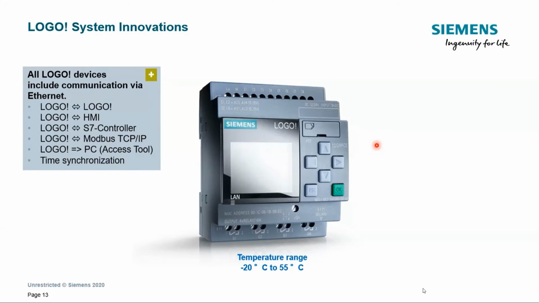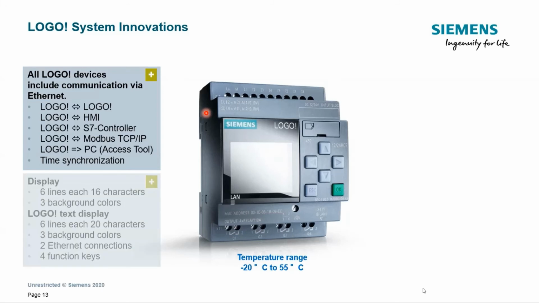In addition, we can do LOGO to S7 controller. Any S7 PLC in our family, we can interface LOGO with. We can do Modbus TCP/IP, either client or server. Multiple connections can be done with LOGO. And we can connect LOGO to the LOGO access tool. This is for retrieval of logs from LOGO. And of course, we use this Ethernet port for time synchronization with a time server.